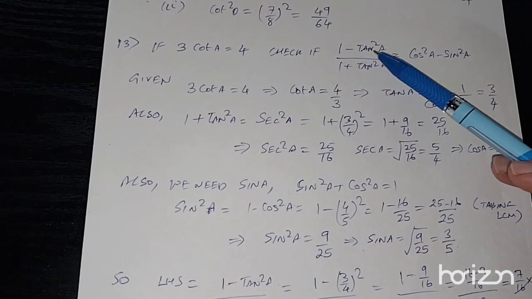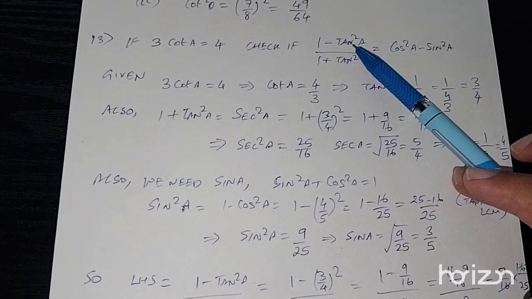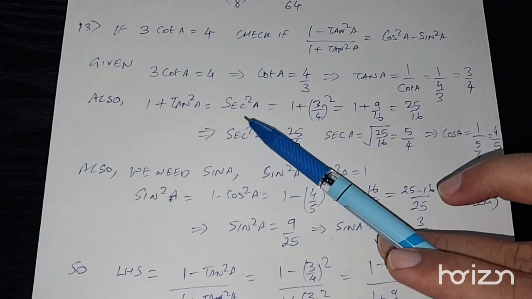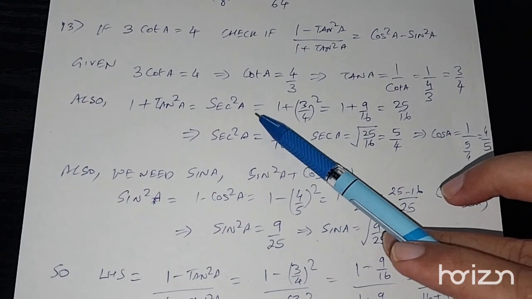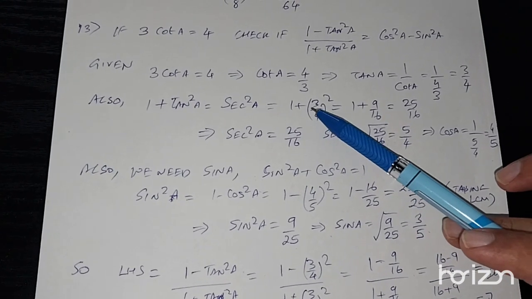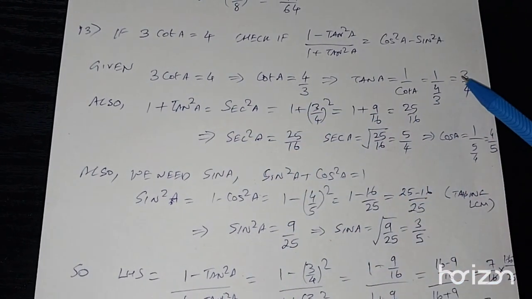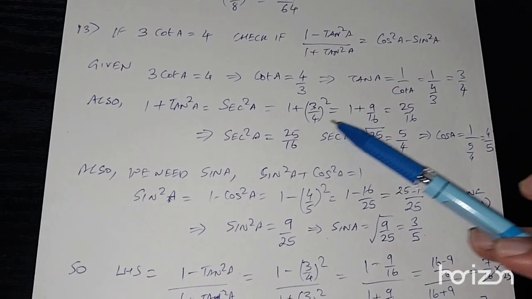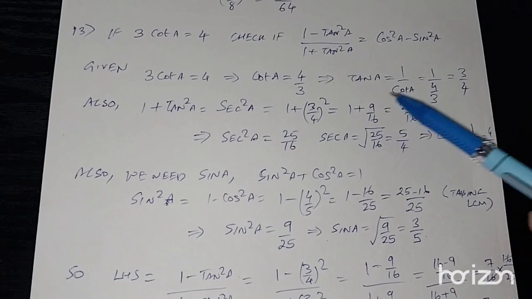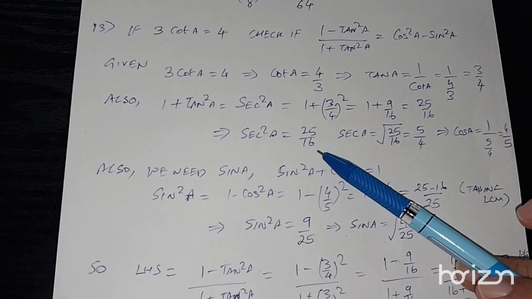Okay. So since we know the tan a now, we can substitute in the numerator and denominator. Also, 1 plus tan squared a is equal to secant squared a. That identity also we know, right? Which is equal to 1 plus 3 by 4 whole squared, because tan a is 3 by 4 we have calculated. So 9 by 16, again taking the LCM and adding, you'll get 16 plus 9 by 16, which is 25 by 16. So secant squared a is 25 by 16.